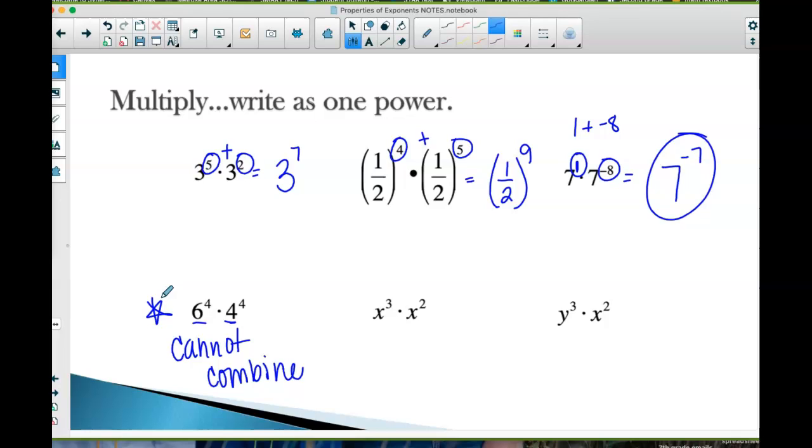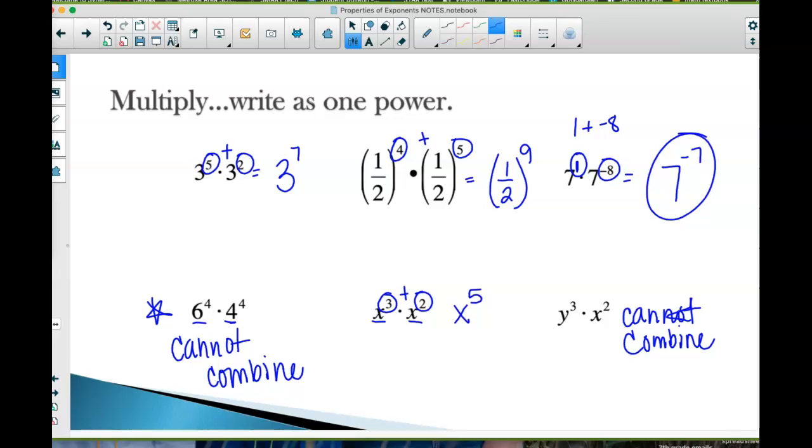Okay? Now on the next one, yes, there's letters, but it doesn't change what we do. I have an X and an X. The bases match, so it's going to be X to the add the exponents. 3 plus 2 is 5. So X to the 5th power. Okay, the last one, what would you say? Cannot combine. Absolutely, you cannot combine that. Okay, the bases are not the same, so we cannot combine. Okay, that's the first set of rules. We've got 2 more sets of rules to go through.